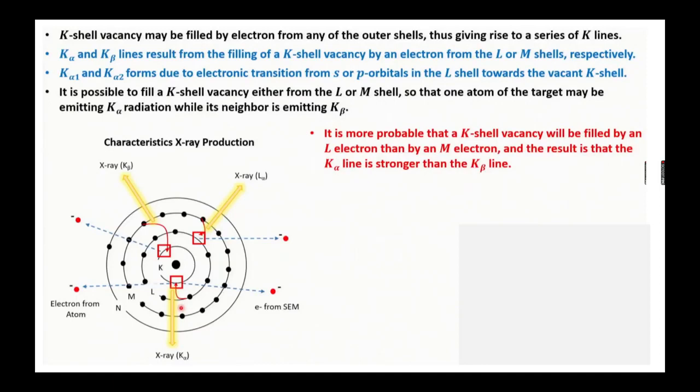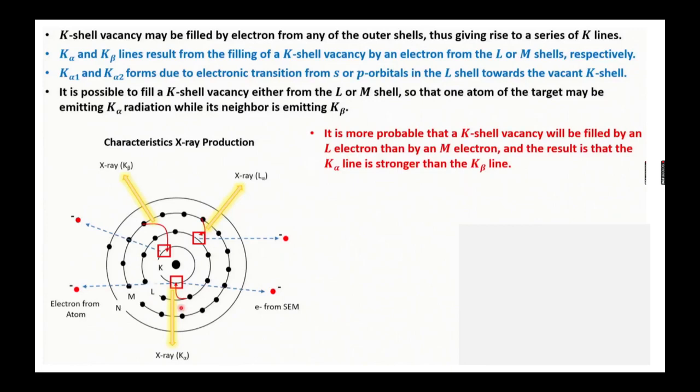So what is K alpha? Here, a K shell vacancy may be filled by an electron from any of the outer shells, let's say L, M, N, or anything you can say.